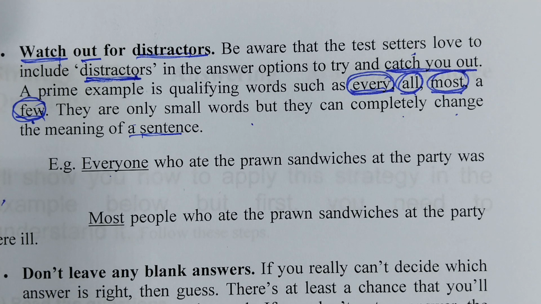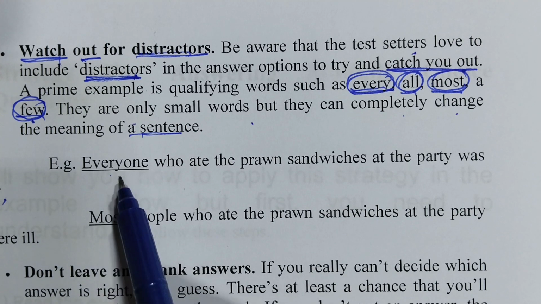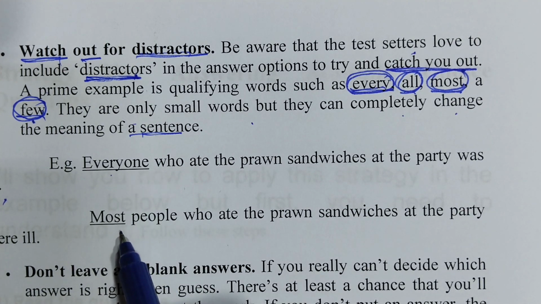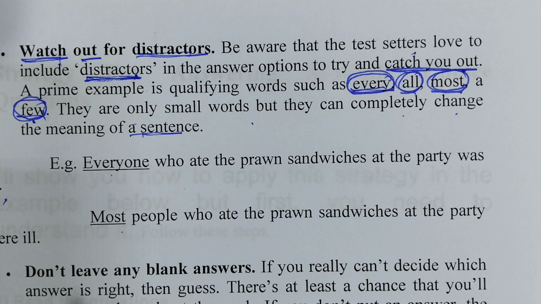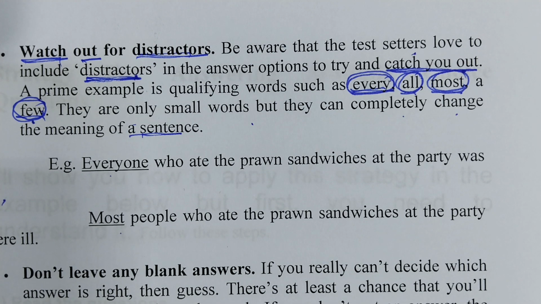So be careful of these types of distractions. How will you get experience and become more expert? You have to practice a lot, but not only by yourself. You have to discuss with someone who has experience how to deal with these types of restrictions. Everyone, most, all, few, a few, a lot, these types of distractions you can't solve by yourself. You have to discuss it with someone. So be aware of these types of distractors.